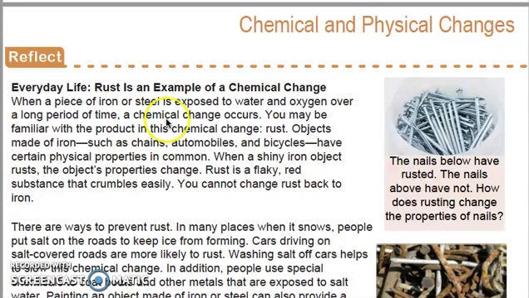When a piece of iron or steel is exposed to water and oxygen over a long period of time, a chemical change occurs. You may be familiar with the product in this chemical change, rust. Objects made of iron such as chains, automobiles, and bicycles have certain physical properties in common. When a shiny iron object rusts, the object's property changes. Rust is a flaky red substance that crumbles easily. You cannot change rust back to iron.